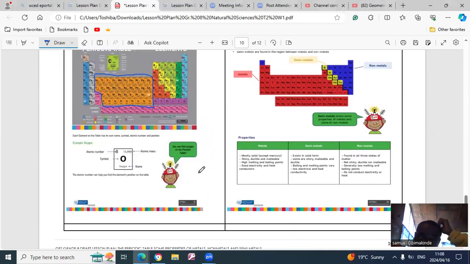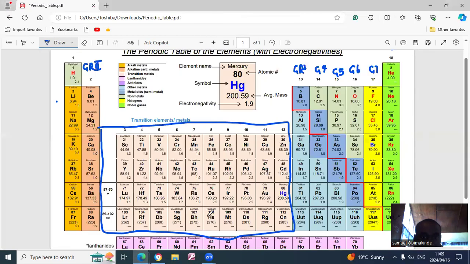Right? So like I told you in the lesson we had previously, when you look at your periodic table, each element in the periodic table is unique. For each element, we can get the name of the element, the atomic symbol of the element, then we can get the atomic number of the element.